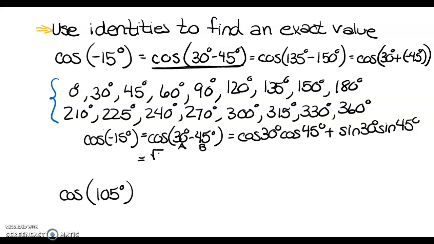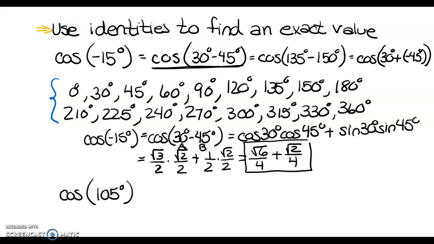The cosine of 30 degrees is radical 3 over 2. Cosine of 45 degrees is radical 2 over 2. I'm going to add to that the sine of 30, which is a half, and the sine of 45, which is radical 2 over 2. And when I multiply them out, I get this answer. And they can't be combined, so this is my exact answer.